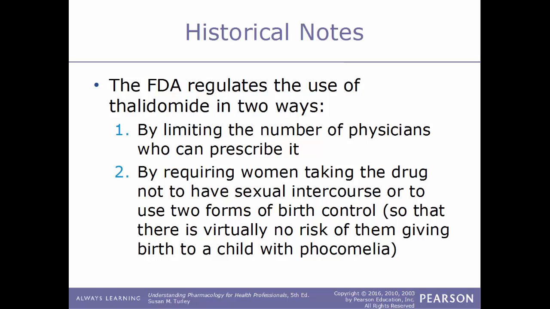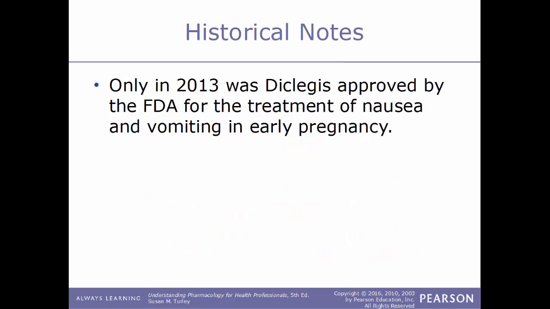It limits the number of physicians who can prescribe it, and it requires women who are taking the drug not to have sexual intercourse or to use 2 or more forms of birth control. So there's an even less risk of passing on these side effects onto the developing fetus. And in 2013, the drug Diclogis was approved by the FDA for the treatment of nausea and vomiting in early pregnancy. So basically an anti-morning sickness drug.